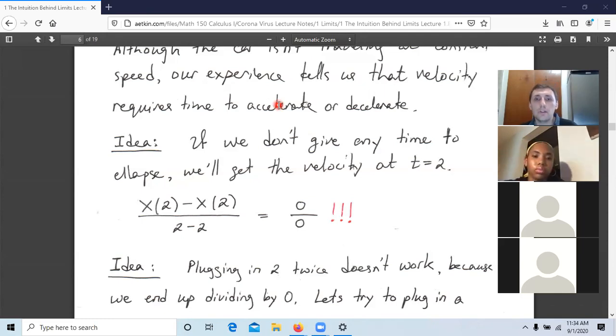Now, usually velocity is not constant. That's the next concept. It's not constant. But you notice that it always requires time to change, to speed up, right? You know that from experience. Maybe a very little amount of time, but it doesn't happen instantaneously. You need some amount of time to change your motion.